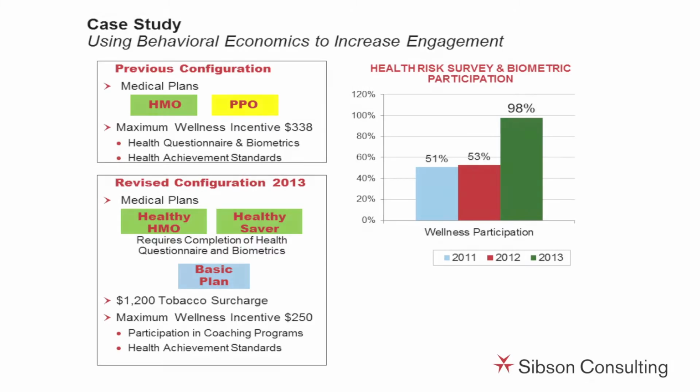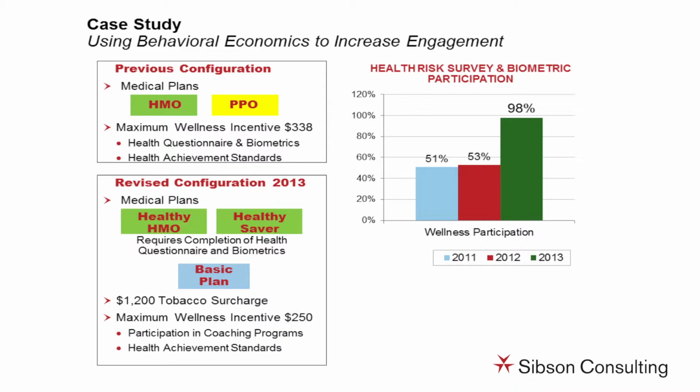Let me share with you an example of a case study. In this case study, we have a healthcare organization with approximately 15,000 employees, which had offered two different medical plan options historically, an HMO option and a PPO option. They also had wellness incentives that amounted to $338 for completing a health questionnaire and biometrics. This organization really struggled to get participation above 55%. So what did they do?